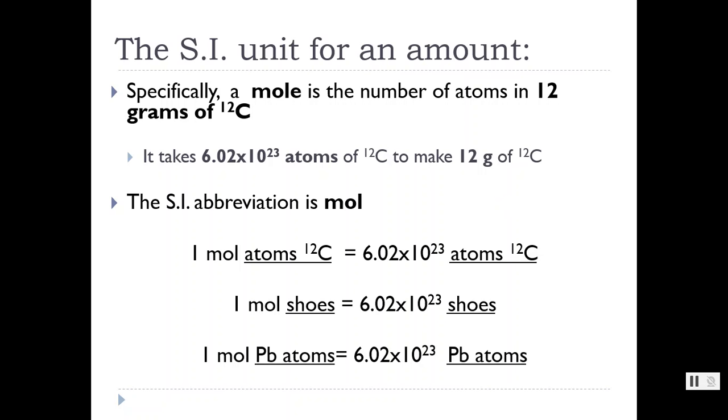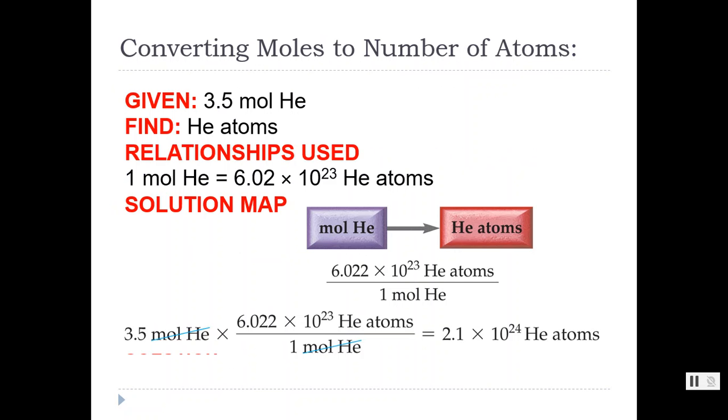In this little vignette, we're going to use that definition of a mole to do unit conversions between problems. So in this problem, we have 3.5 moles of helium, and I want to know how many helium atoms that is. We can use the definition of a mole, which is 6.02 times 10 to the 23rd, to convert between moles of helium to helium atoms. So now this relationship that is used, we can write as a conversion factor.